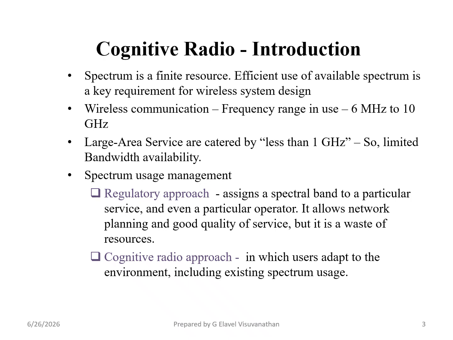Another approach is the cognitive radio approach, in which the user adapts to the environment, including the existing spectrum usage. That is nothing but a wireless system. Whenever the user wants to communicate with the sender, by that time they will use the spectrum, and in the meantime they will disconnect and the spectrum will remain unused. In this way we see the cognitive radio approach.